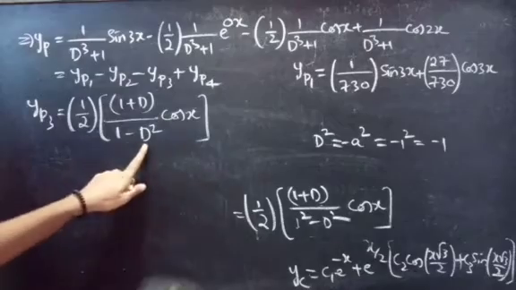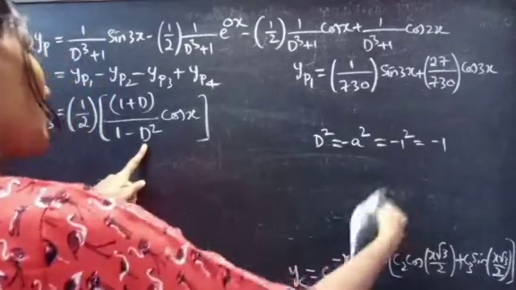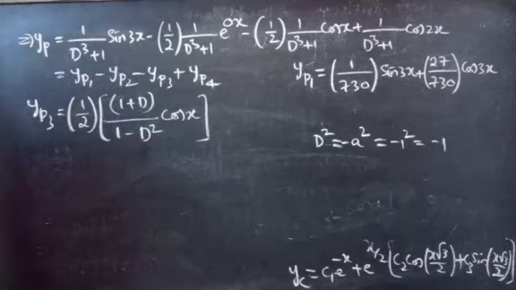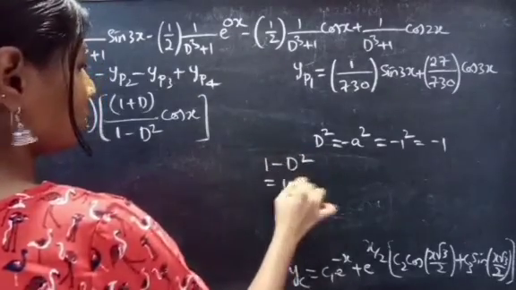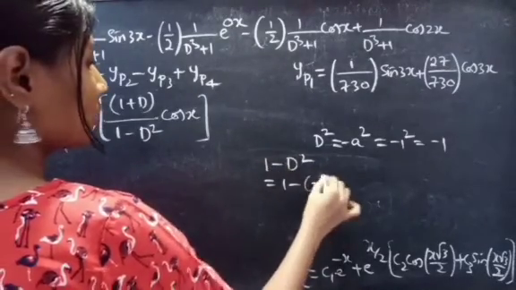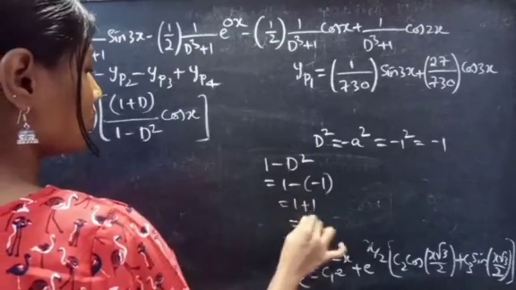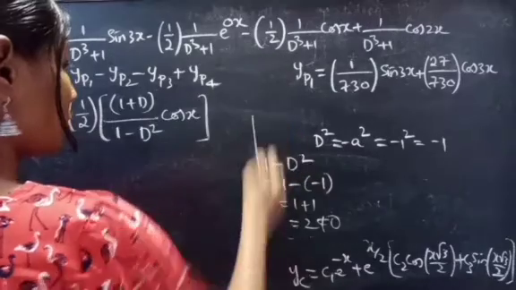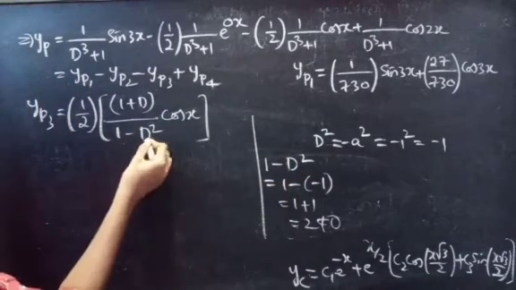Again, d square appears in the denominator. So what we have to do, we have to see what happens if d square is replaced by minus 1. Okay. So the denominator must be non-zero, right? Replace d square by minus 1. Then you'll get 1 minus of minus 1, which is 1 minus into minus plus 1, is 2. Non-zero. So the denominator becomes non-zero by replacing d square by minus 1.